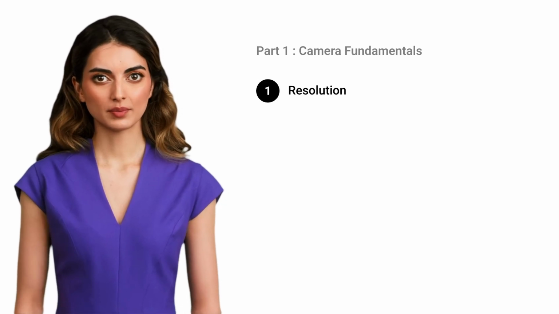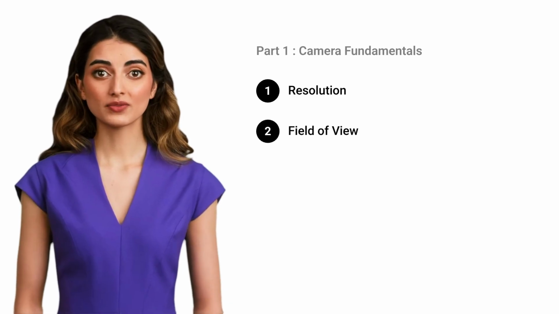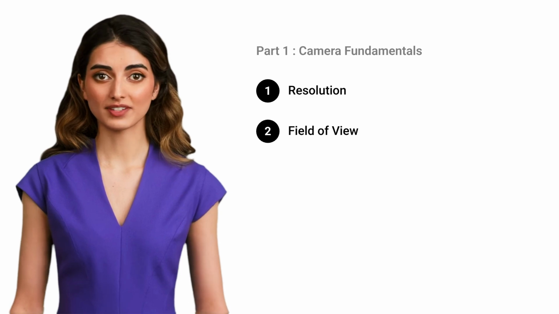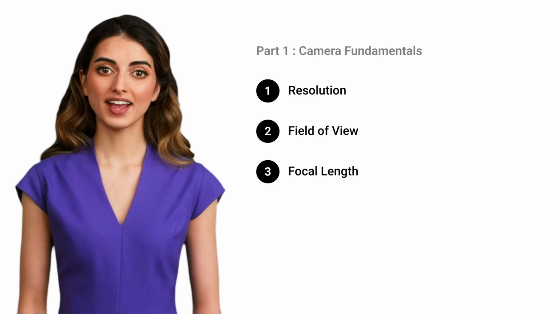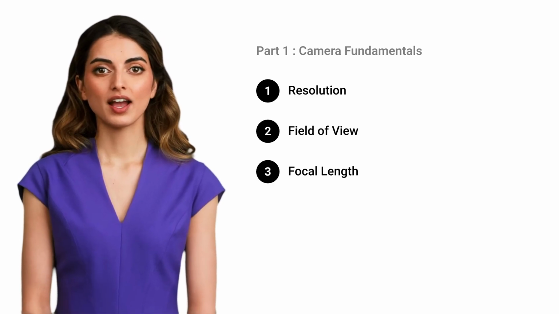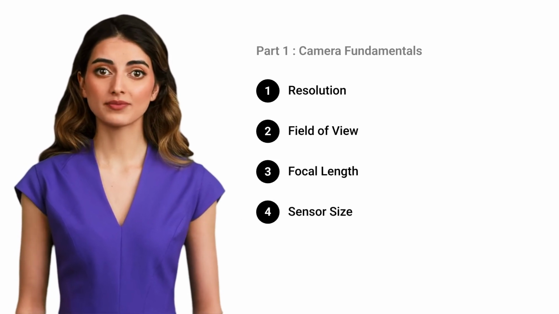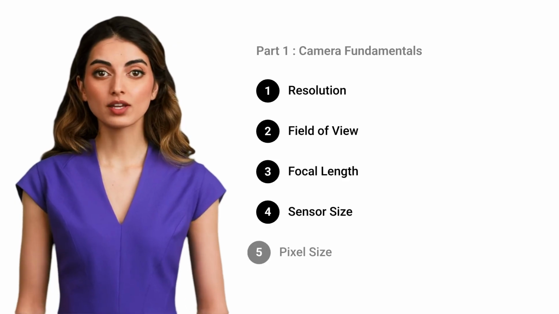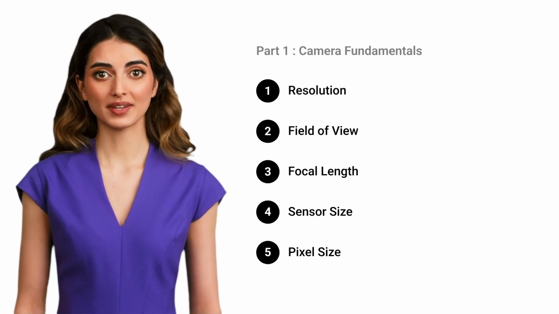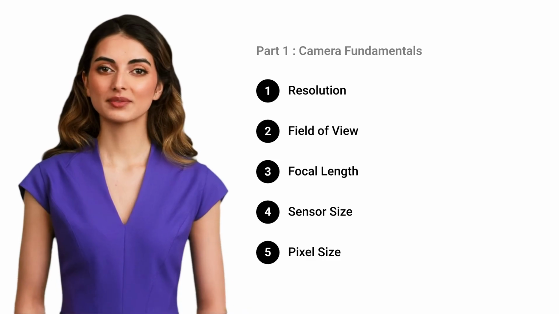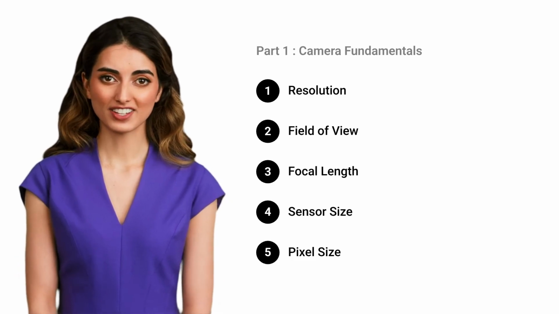We'll begin with resolution, which determines how much detail an image can capture. Next is field of view, which defines how much of the surrounding scene the camera can see. We'll then explore focal length and how it influences magnification and viewing angle. After that, we'll understand sensor size, which plays a major role in image quality and low light performance. Finally, we'll learn about pixel size and why 2 cameras with the same resolution can perform very differently. By the end of this section, you'll have a solid foundation for understanding for robotics and unmanned ground vehicle applications.